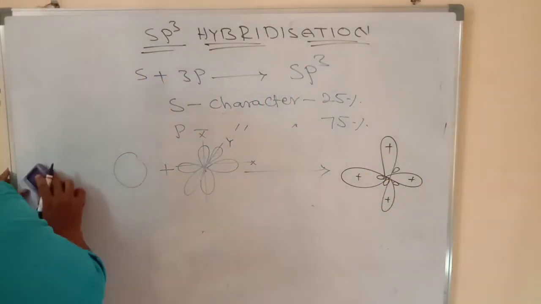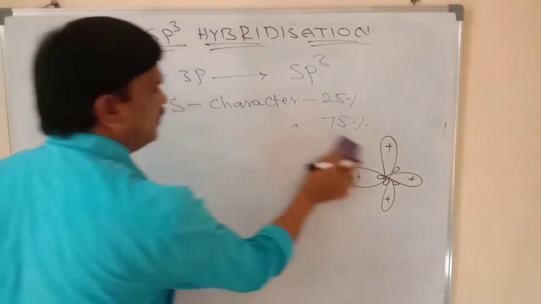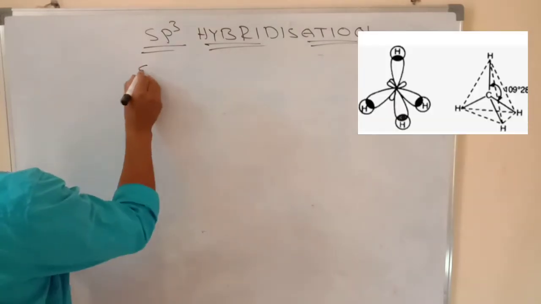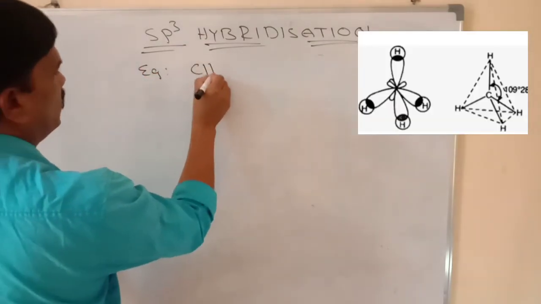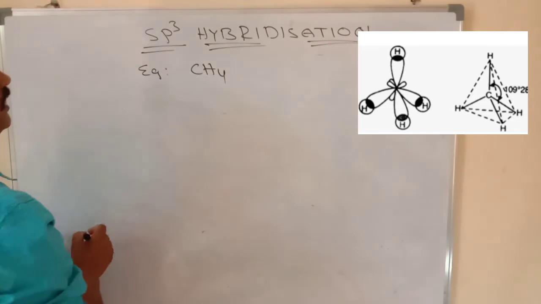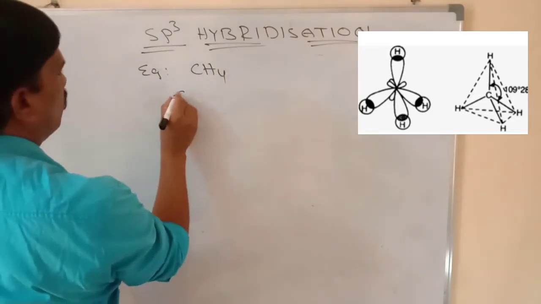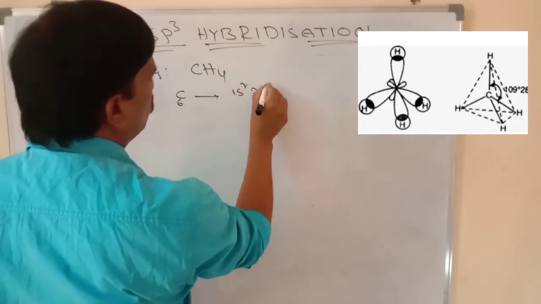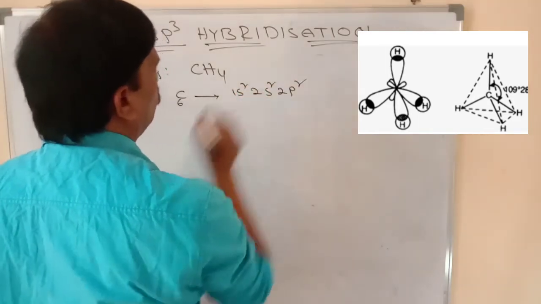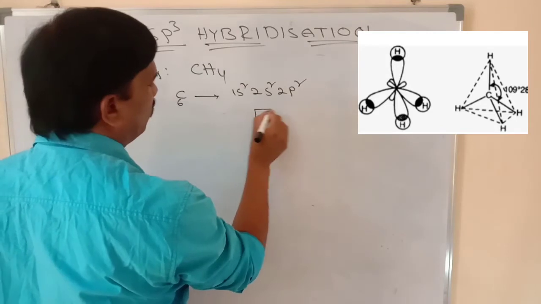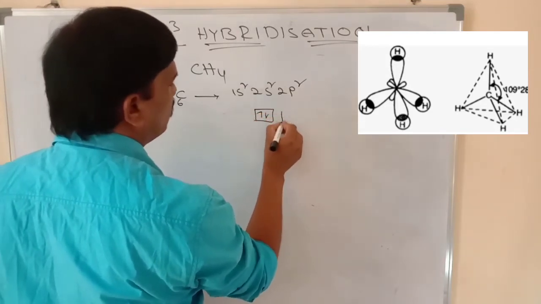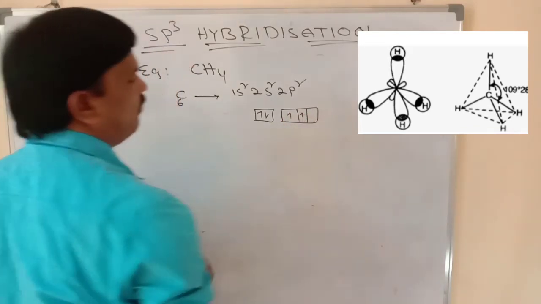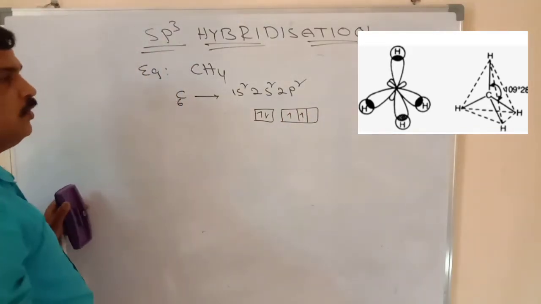So what is the example for sp3 hybridization? The best example is methane. Carbon's atomic number is 6, and its electronic configuration is 1s2, 2s2, 2p2. This is the ground state electronic configuration. The 2p2 electrons each go into separate orbitals, and then pairing starts according to Hund's principle.